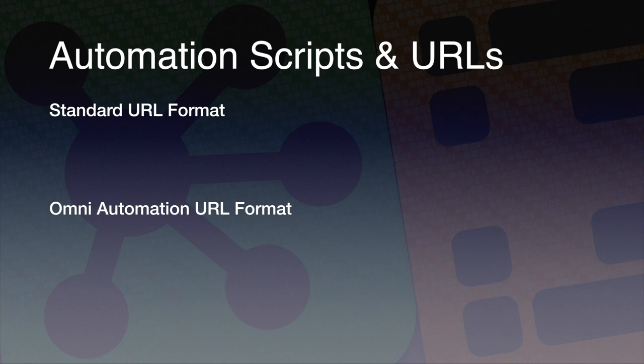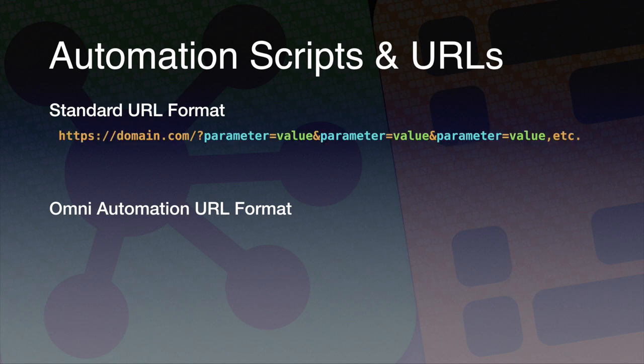But there's an issue with them. So in the standard URL format that people are using now, they usually have URLs that have some kind of domain, and then they have parameter value, parameter value, parameter value. And you have to know all the different parameters for each one of the apps, and there's no standardized thing, and you have to be able to fill out all of this stuff.